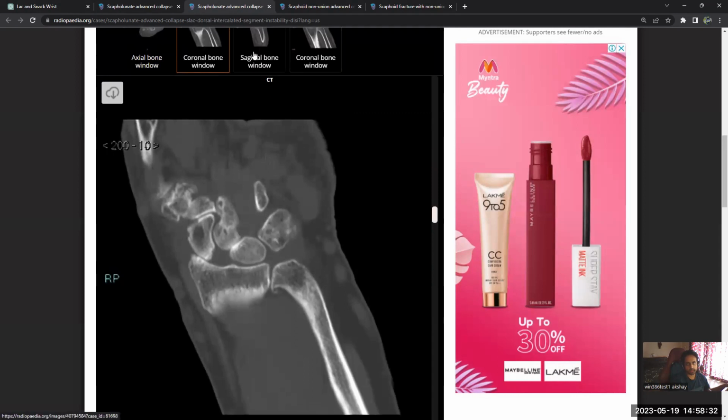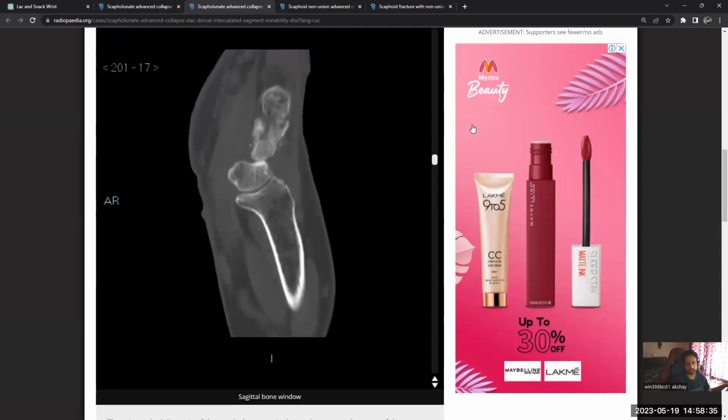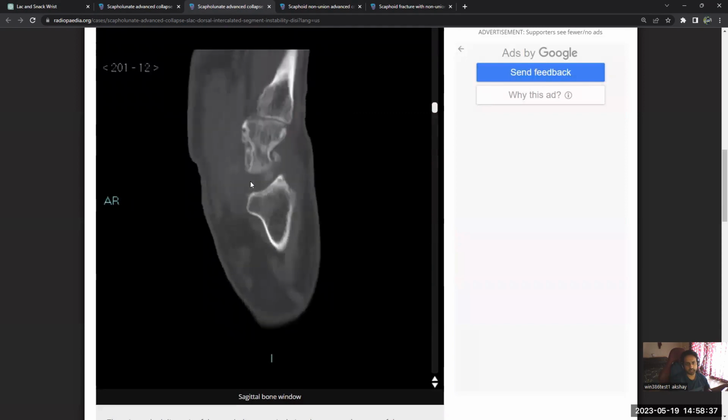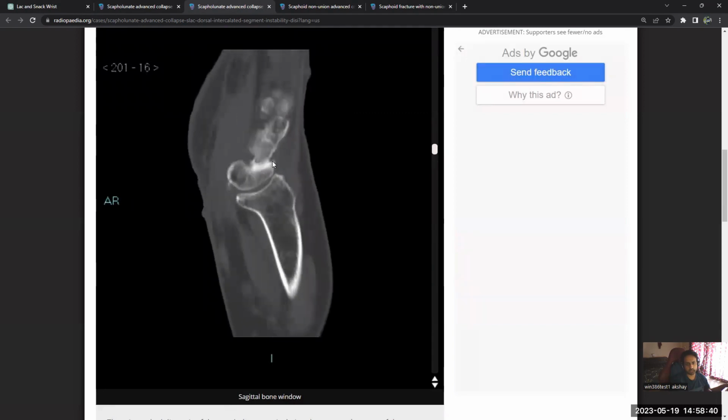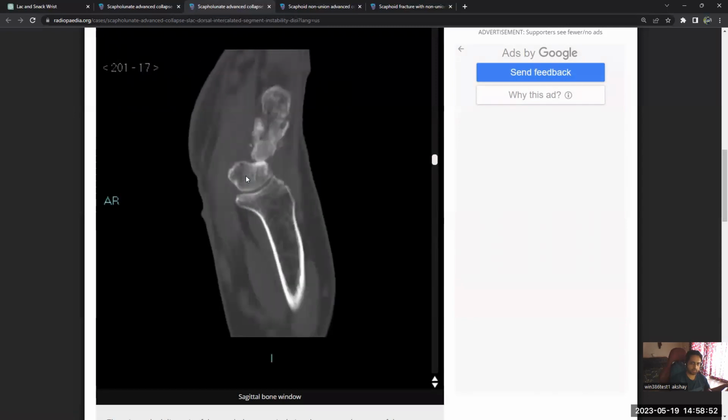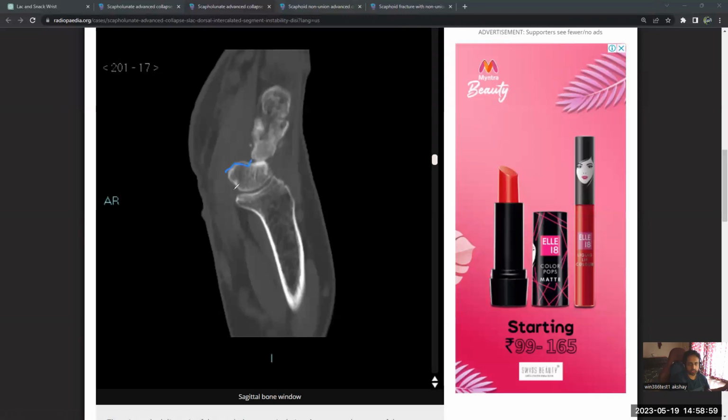Okay. And in a sagittal image, this is the lunate bone in close proximity to the radius, the easiest bone to recognize. This is the dorsal aspect, this is the volar aspect. You can see the lunate is tilted dorsally. So this is a DISI deformity.